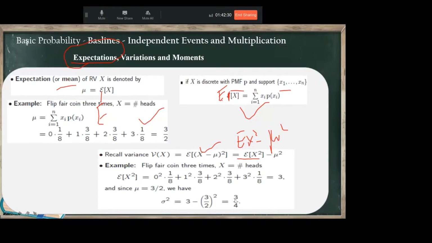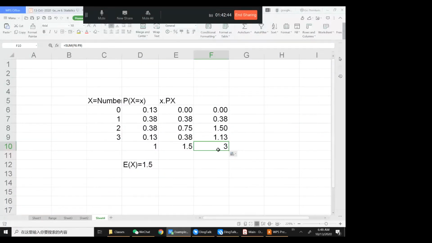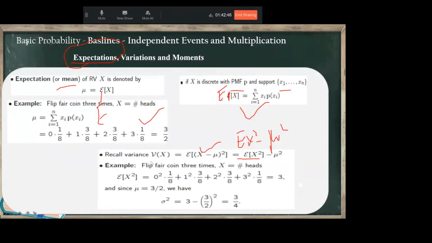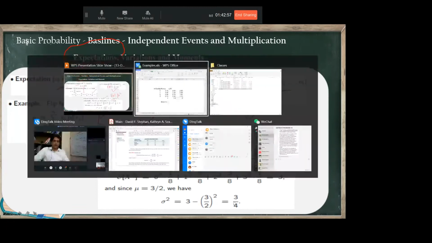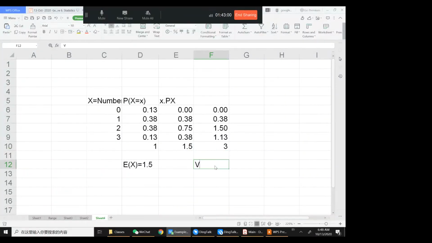So 1 square by 3 by 8, 2 square by 3 by 8, 3 square by 1 by 8. It's 3. What did we get? Yeah, we get 3 as well. So since mu is 1.5, sigma square is equal to 3 minus mu square, which is this, 3 by 4, right? Variance of x equal to 3 minus mu square.